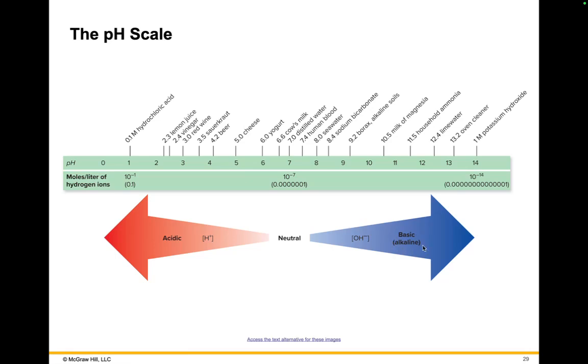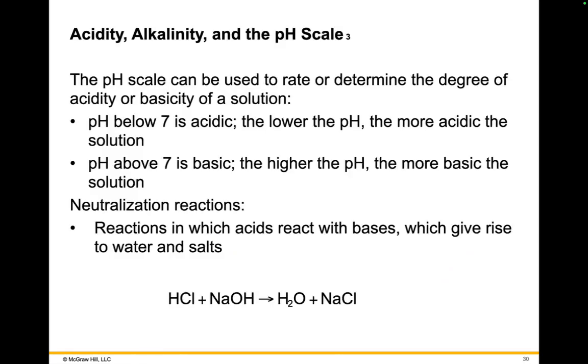Now, what makes a base so strong? Because it has all these hydroxide ions. And so here are some things that are common bases you may have heard of. Anything, once again, below a 7 is acidic, and anything above a 7 is basic. So the higher the pH on the scale, the more basic something is, the lower the pH on the scale, the more acidic something is.